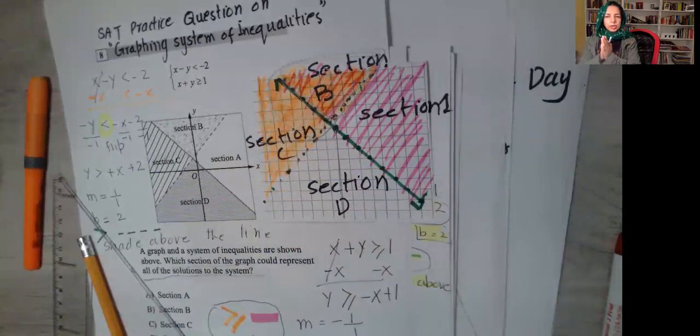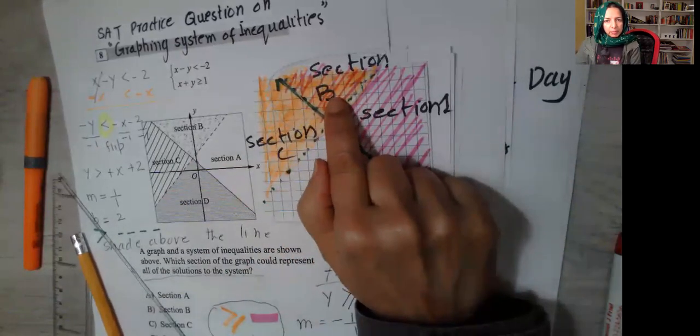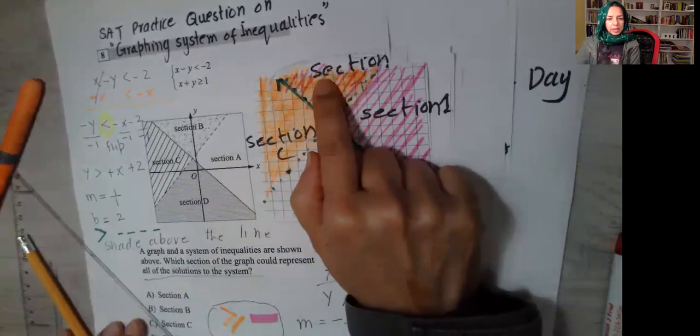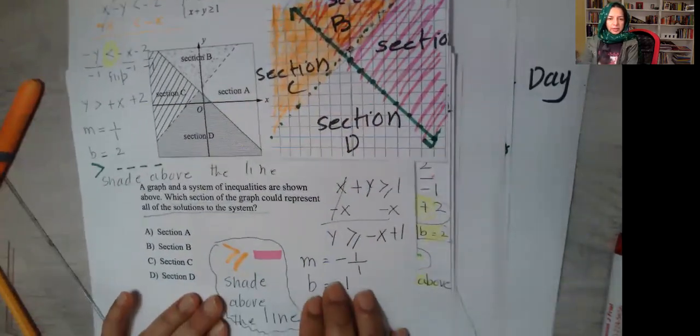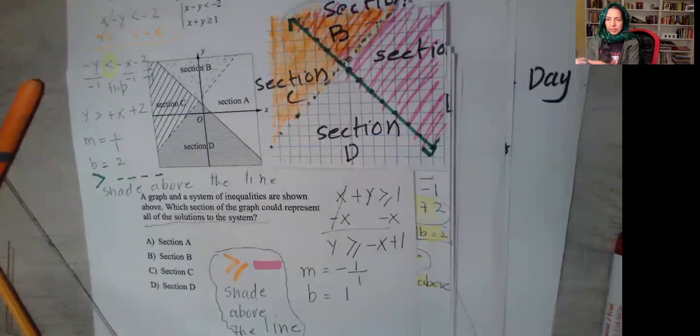If you are not using colored pencils, you will see the area will be overlapping. So you can see clearly pink and orange are mixing here. So the answer choice is section D.